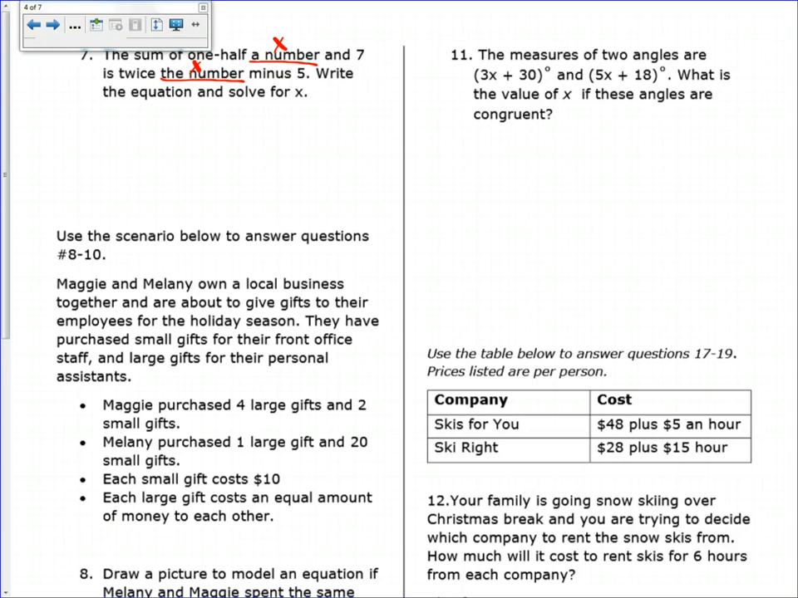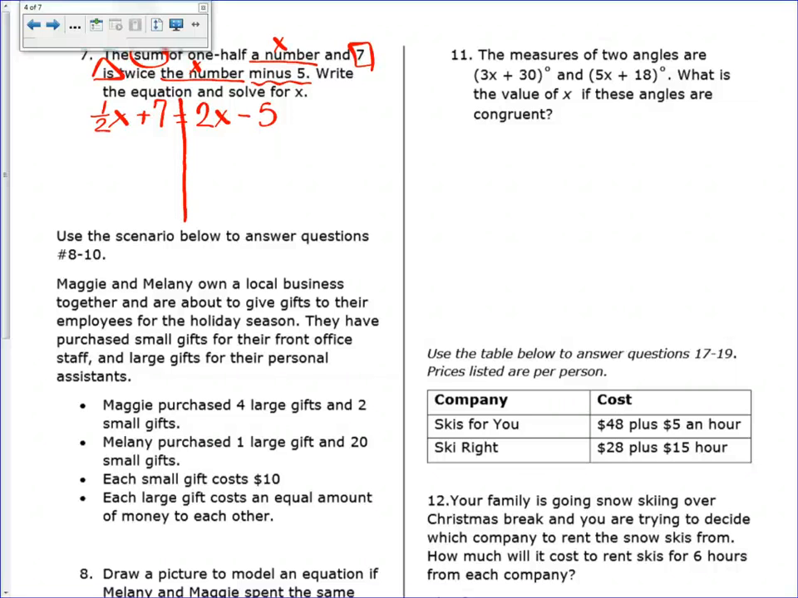So 1/2 of a number we would write as 1/2 x. Now, I also know I need the sum of 1/2 a number and 7. So I'm going to take 1/2 x. Sum is addition, and I'm going to add 7. Anytime you see is, that means equals. Twice the number means we're going to take our number and multiply it by 2. So twice the number is represented by 2x, and then minus 5. So our final equation is 1/2 x plus 7 equals 2x minus 5.